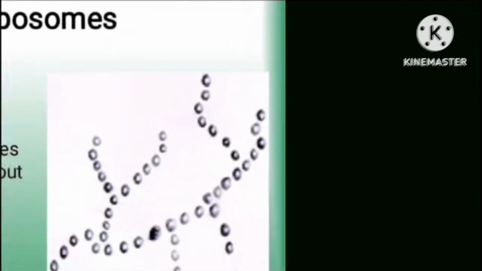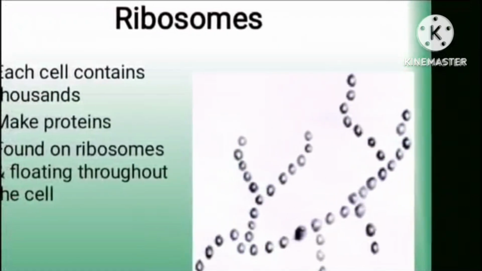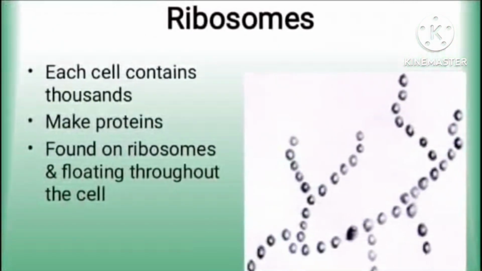Next is the ribosome. Ribosomes are found free in the cell and also attached to the rough endoplasmic reticulum. Ribosome receives information from the cell nucleus and construction materials from the cytoplasm. This ribosome translates the information encoded in messenger ribonucleic acid, that is mRNA.